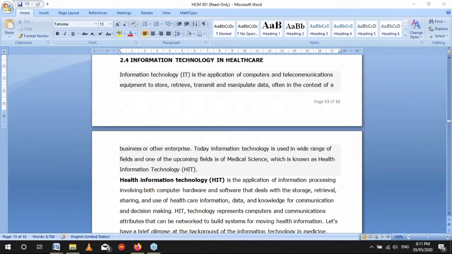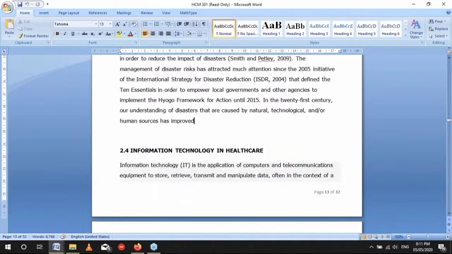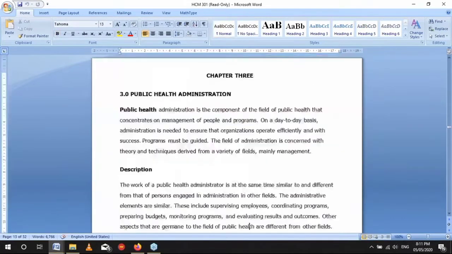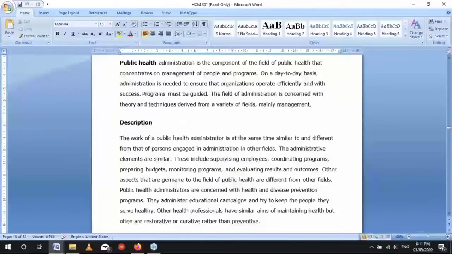Let's quickly go straight to chapter 3, starting with public health administration. Public health administration is the management of people and programs in the field of public health. It also refers to as public health management.